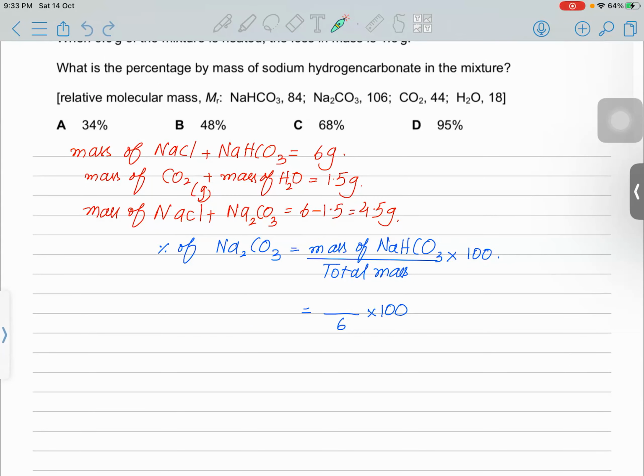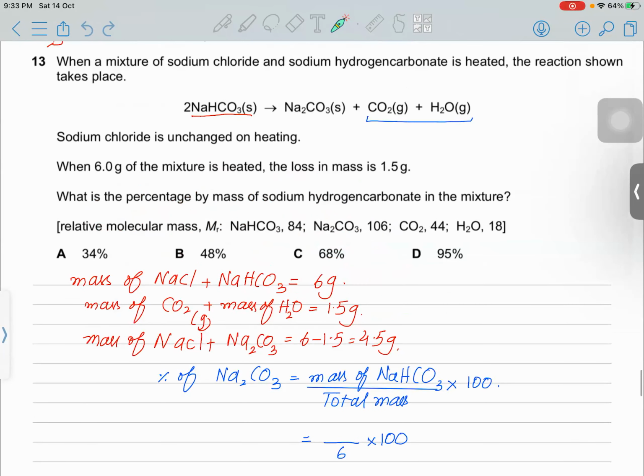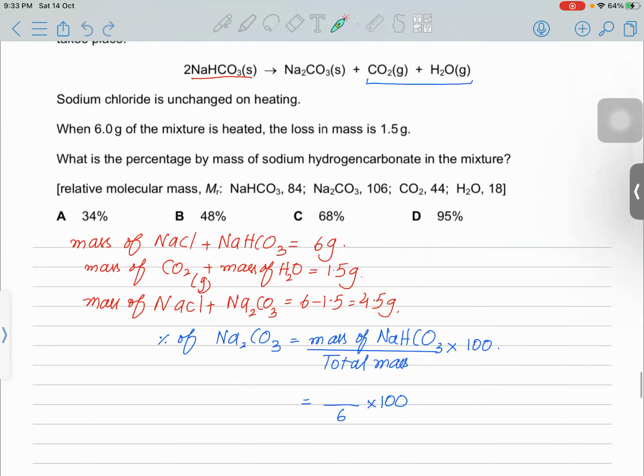Na2CO3. Why? Because 6 grams of the mixture was heated, right? And 1.5 grams was CO2 plus H2O. So should Na2CO3 be 4.5? But it also has the mass of NaCl. Oh, so the 6 grams is not just NaHCO3. Now look here.